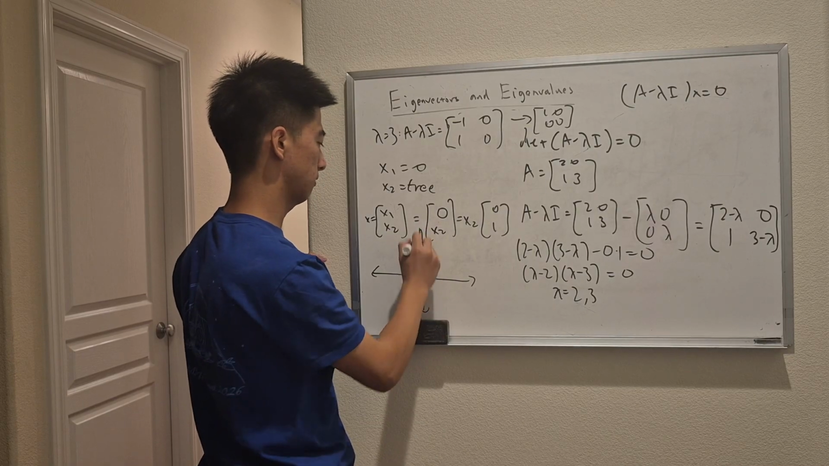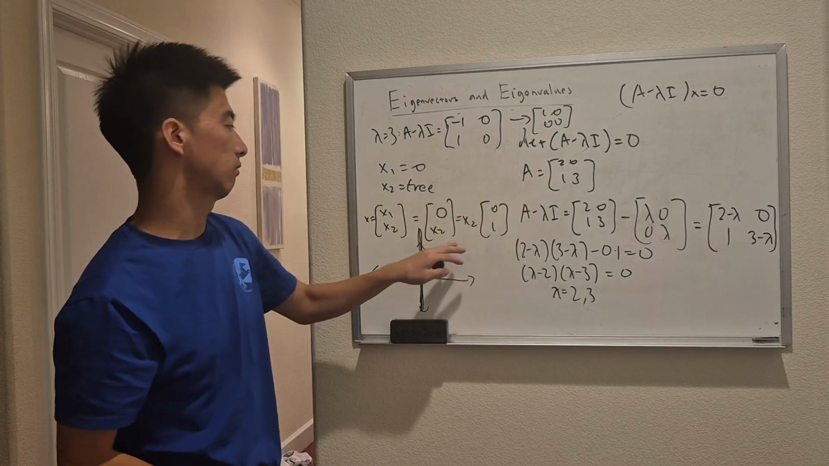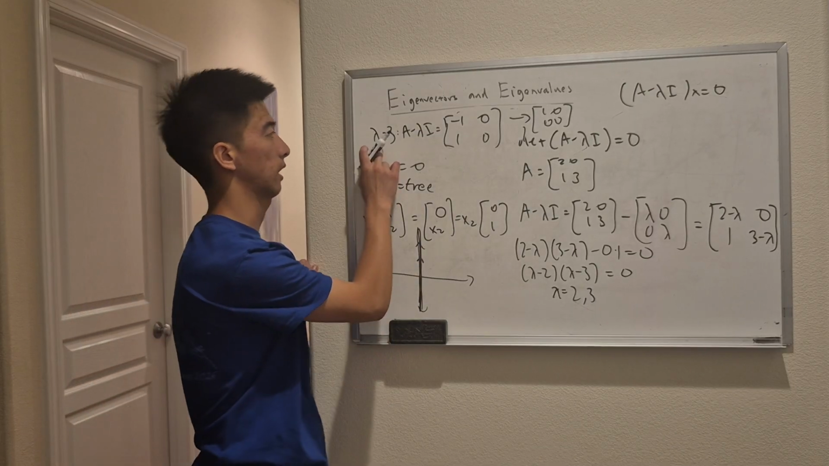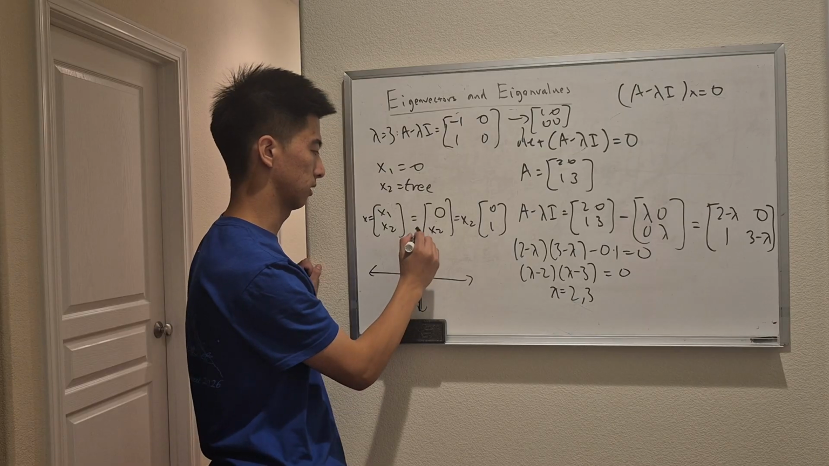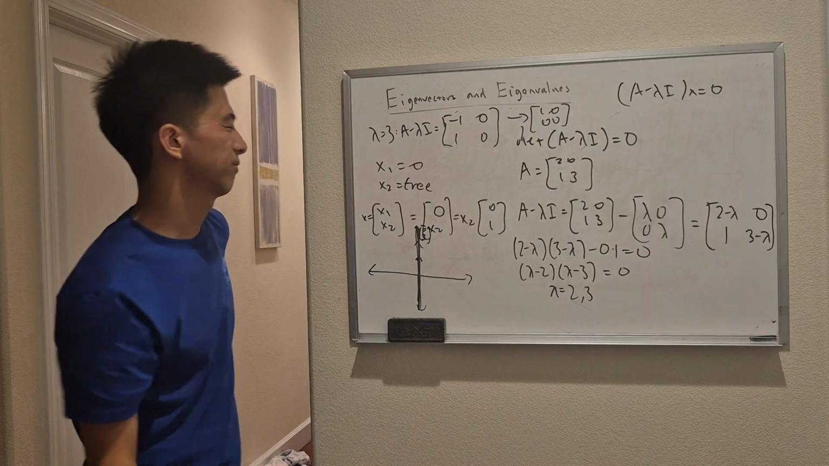Alright, so that means any vector along this line, you multiply A by that vector, you'll get a vector back on this line. And specifically, it will scale it up by 3. So for example, 0, 1 will get scaled up to 0, 3 over here.